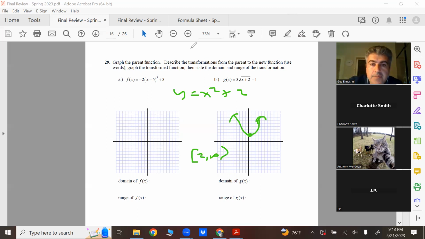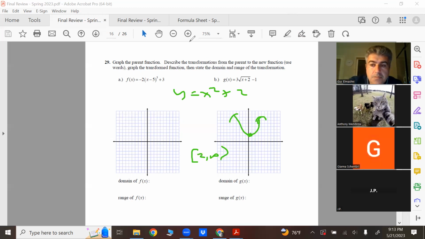I'm just a bit confused, at least on A, about how you go 5 to the right and then 3 up, when it comes to the vertical stretch. Well, I'll do that again, because I did that a little quickly. Okay, I'll do it again.